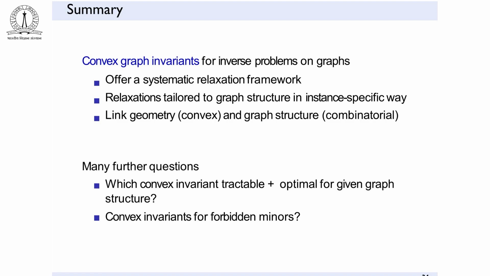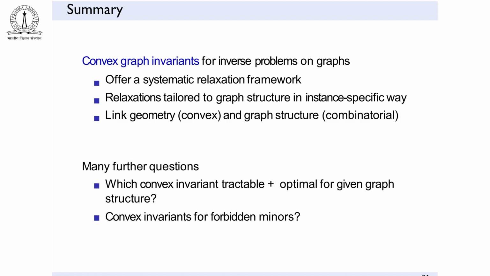There are lots of further questions. In particular, if you give me a specific graph or a specific graph structure, and you ask me for this graph, or for this kind of graph structure, what is a convex invariant that is optimal in some sense? I don't even know what I mean by that, but that's also computationally tractable. This is one of the questions that was asked along the way. This we don't have a good answer to.